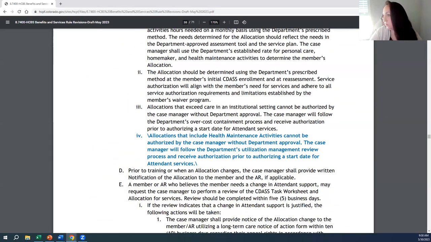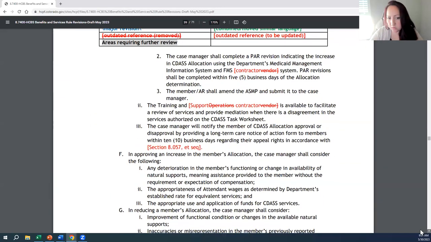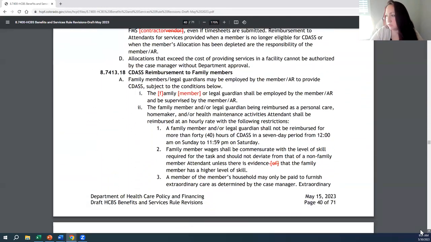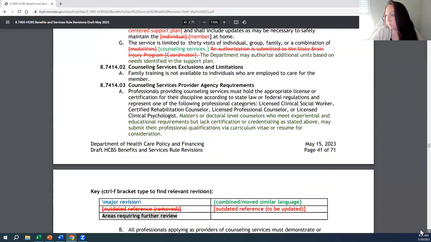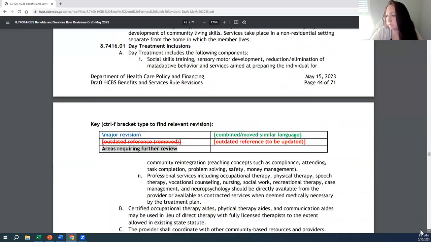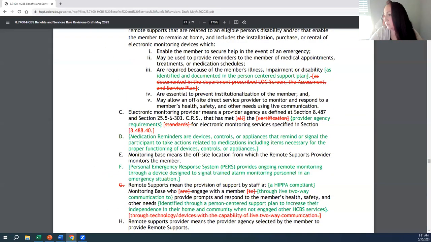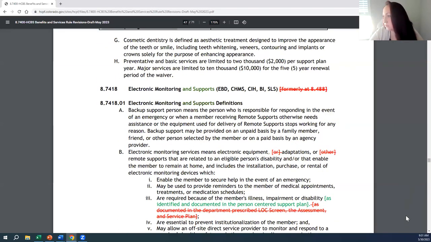Here we go. Okay, we have allocations that include health maintenance activities cannot be authorized by the case manager without department approval. The case manager will follow department's utilization management review process and receive authorization prior to authorizing a start date for attendance services. And I'm looking at my cheat sheets too to see how far we're going to be scrolling. We still have quite a bit to go. A lot of just language changes again through here when we're to the next that we're using instead. Okay, here we have quite a bit of green updates under electronic monitoring and supports definition.